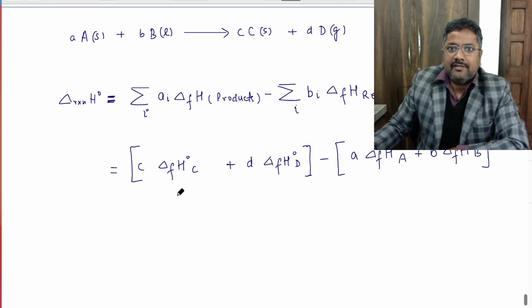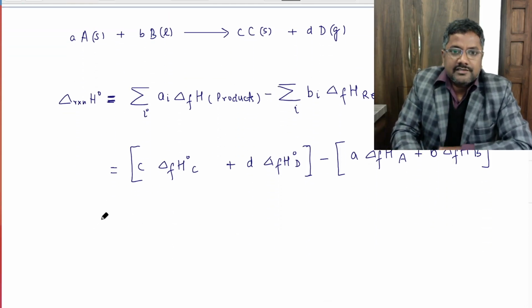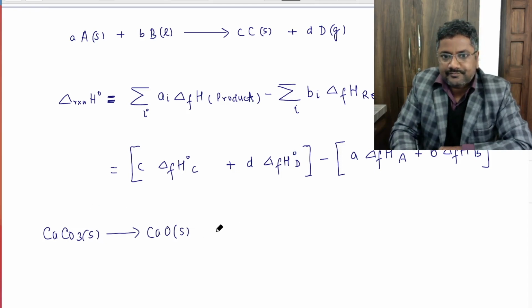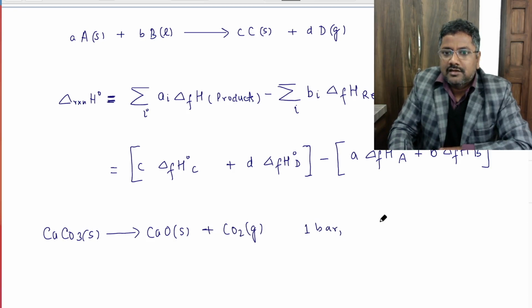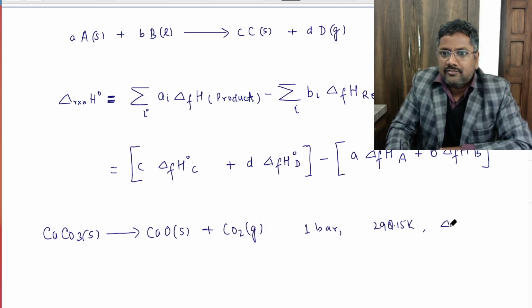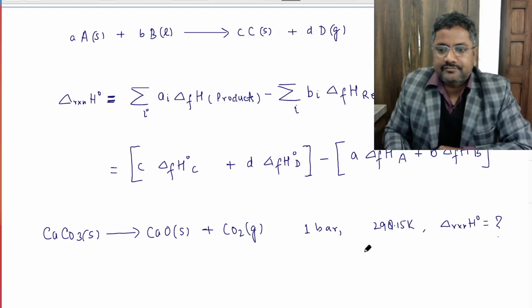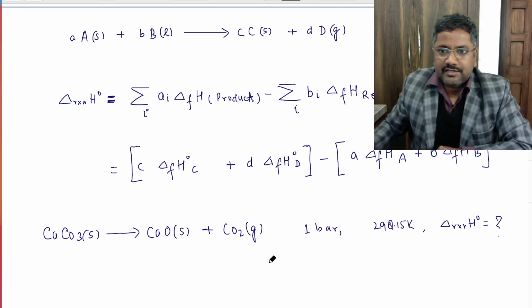Now, see, I am taking one example of this. Suppose that it is given: calcium carbonate solid gives calcium oxide solid plus carbon dioxide gas at 1 bar and 298.15 Kelvin. You have to find out delta H naught of this reaction, right? Suppose that this is given. Okay, so how to proceed with this?